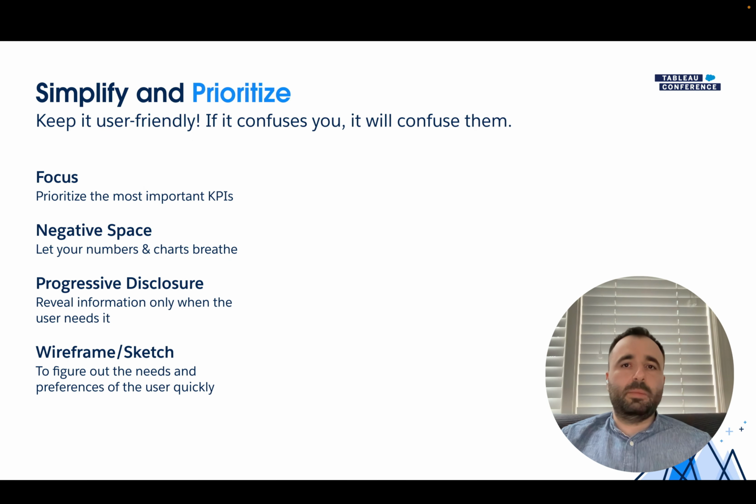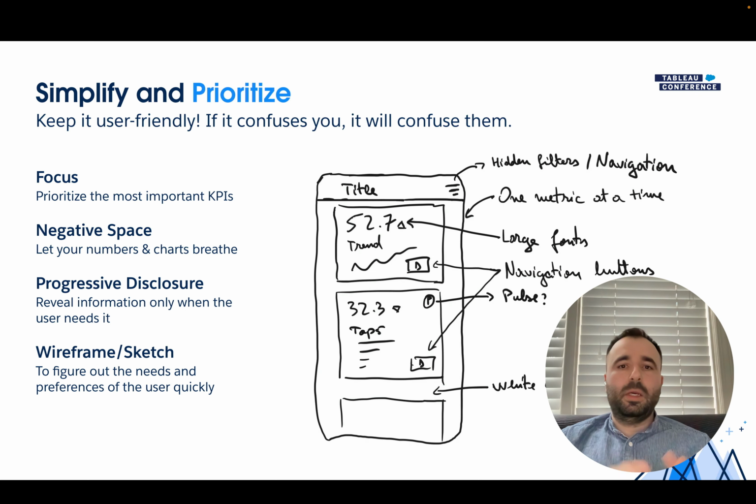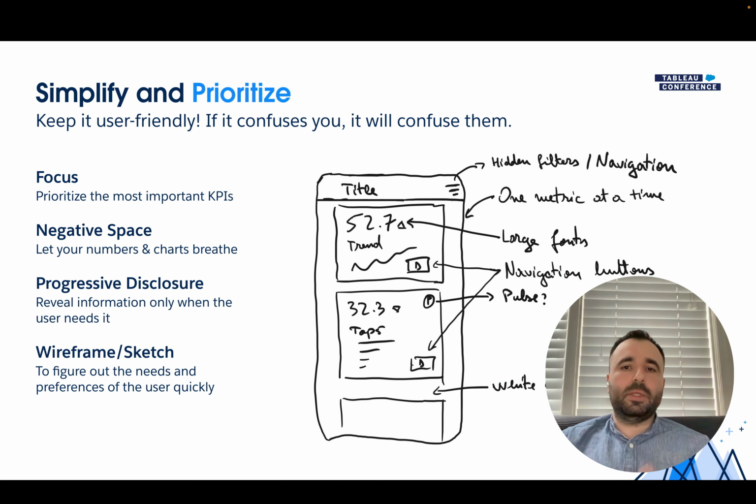Here are my 4 key tips for when designing a mobile dashboard. Focus on the important KPIs. Use negative space. Reveal information only when the user needs it. This is an important one for me. And wireframe or sketch before you viz. Here's a wireframe, a sketch I did for a client project. It's nothing more than a basic representation of the initial dashboard draft.